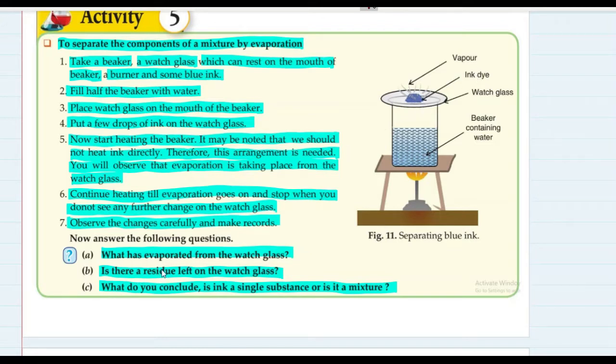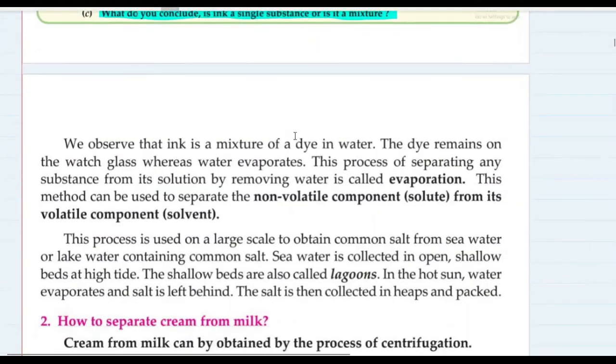Is there any residue left on the watch glass? What do you mean by residue? Residue is the leftover substance. When you heat something, the leftover particles are known as residue. Yes, there is a residue left on the watch glass, which is generally a colored residue. And you have to observe this residue and conclude whether ink is a single substance made up of a single color or is it a mixture.